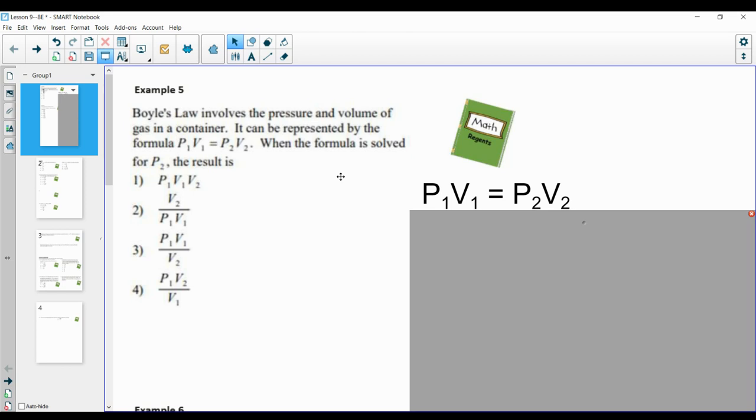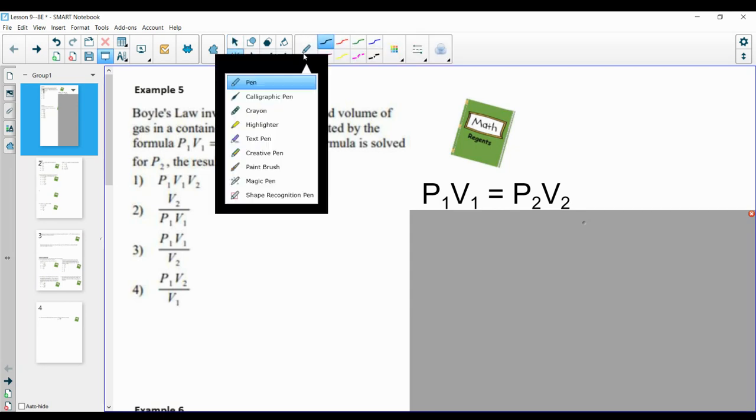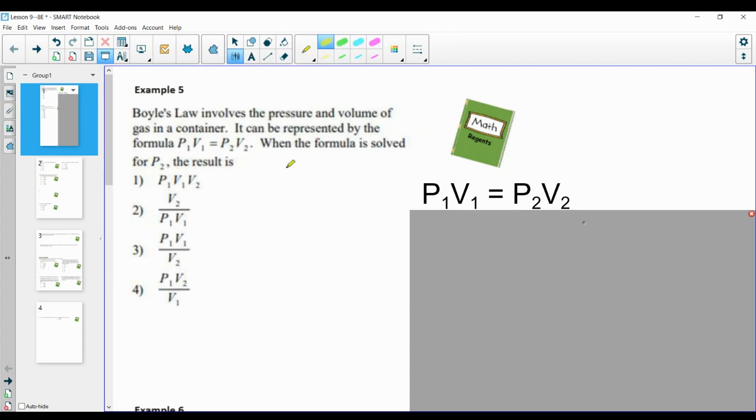Okay, let's look at example 5. Example 5, as you see, is a Regents question, and it's talking about Boyle's law involves pressure and volume of gas in a container. It can be represented by the formula P sub 1 times V sub 1 equals P sub 2 times V sub 2. Basically, what the formula means doesn't really matter to us mathematically, because all we want to do is see that we have a literal equation and that it's asking us to solve for P sub 2.